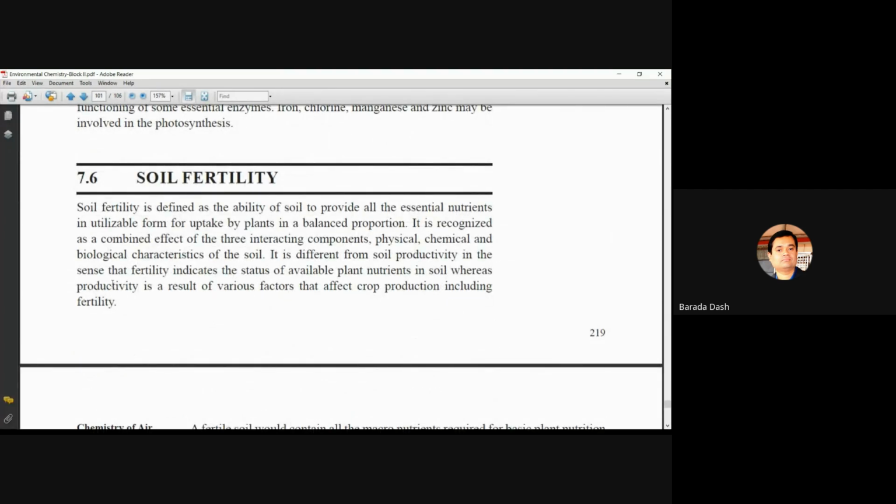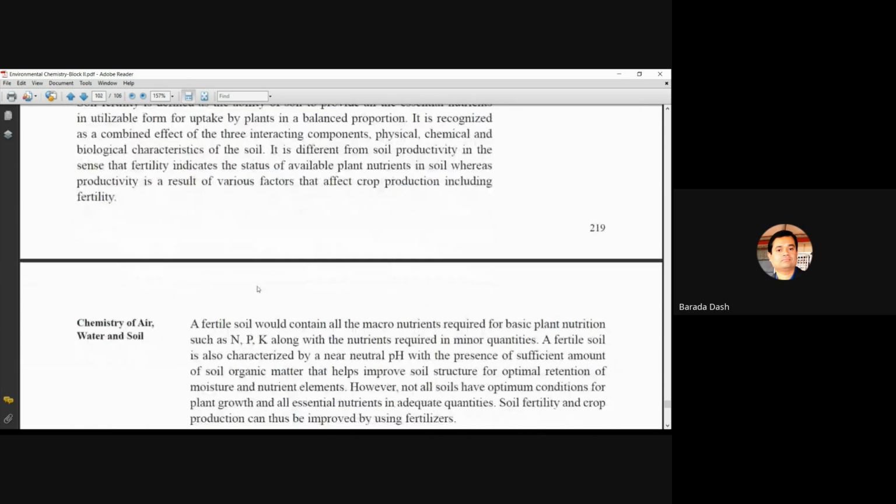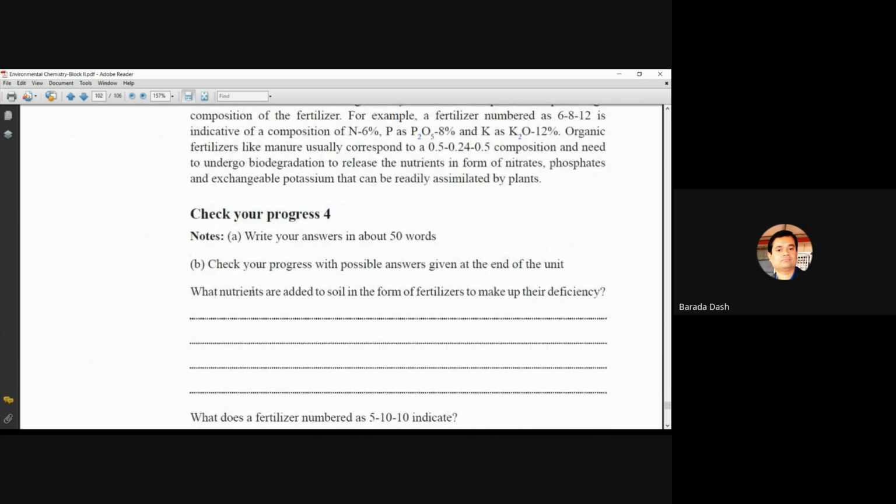Soil fertility. Soil fertility is defined as the ability of soil to provide all the essential nutrients in utilizable form for uptake by plants. So fertile soil means all these essential plant nutrients are readily available and can be easily taken up by plants. That is called soil fertility. If they are not readily available, then that is not a fertile soil, or it cannot hold plants.